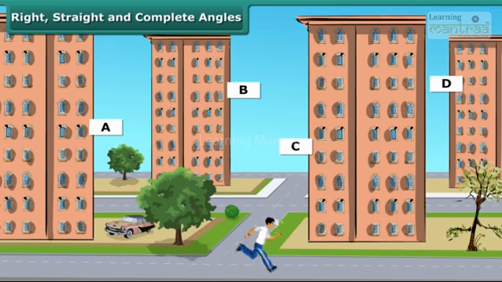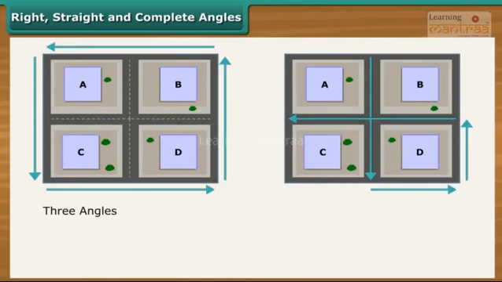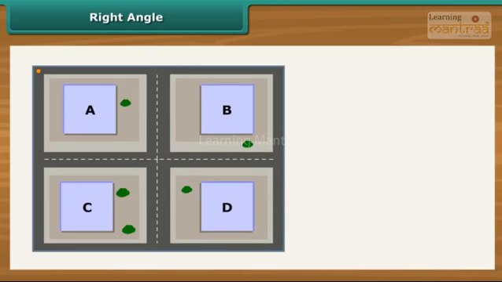Let us see the 2 different routes he takes. While jogging, Rajiv makes 3 different angles. They are right angle, straight angle, complete angle. Let us look at each angle in detail. Right angle. Let us look at the first route that Rajiv takes for jogging.